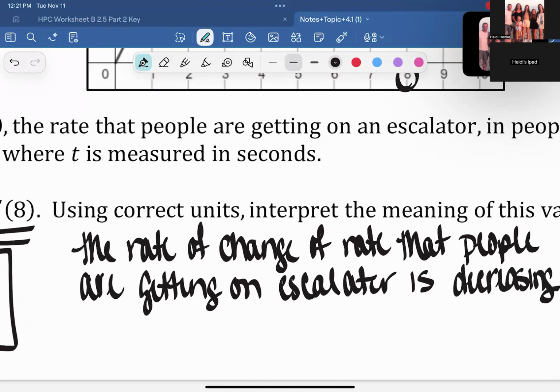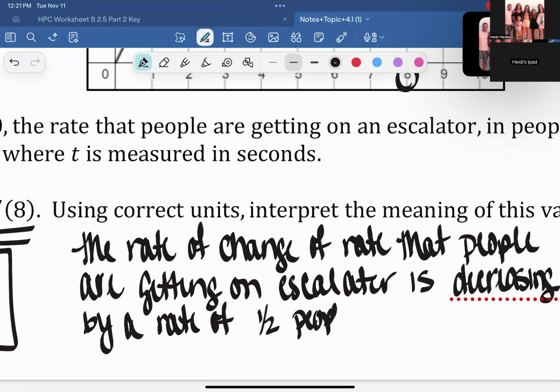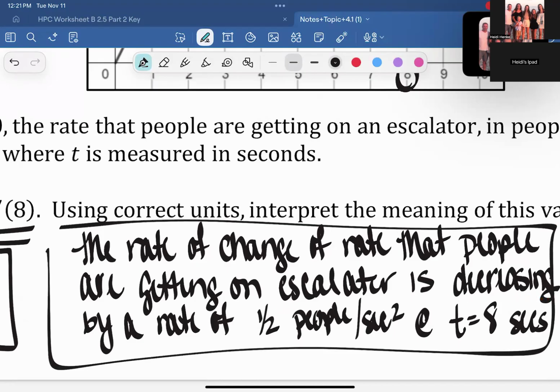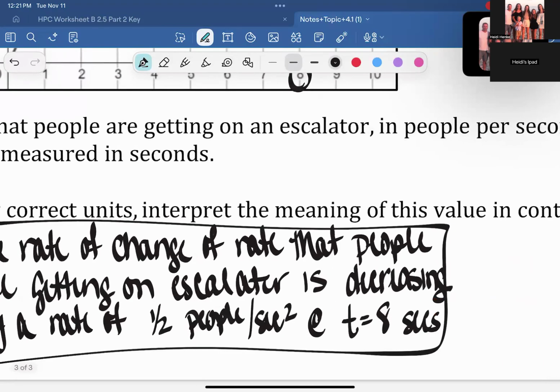And when you say decreasing, you don't have to say decreasing at a negative whatever. The fact that you said decreasing implies that it's negative. So when we say the rate, it's still just going to be the number. So it's decreasing by a rate of 1/2 people per second squared, because it's people per second, okay, at specifically time 8 seconds. Just realized you can't really see that. There you go.